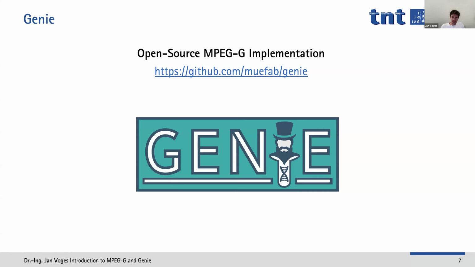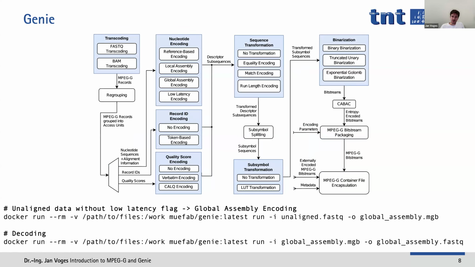I will now show you a very complicated image of what happens inside the Genie software. You don't need to remember this at all. It's just to make clear that this is a very complicated process, and a lot of thought has gone into this software and how to organize the data and how to transmit and code it efficiently.